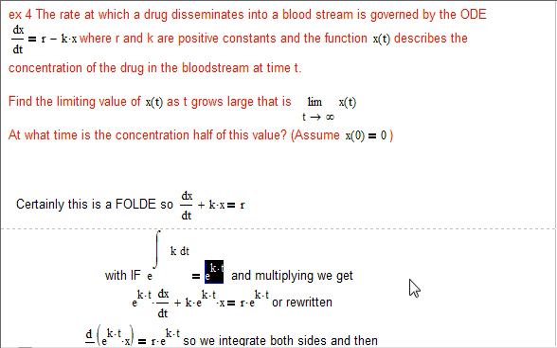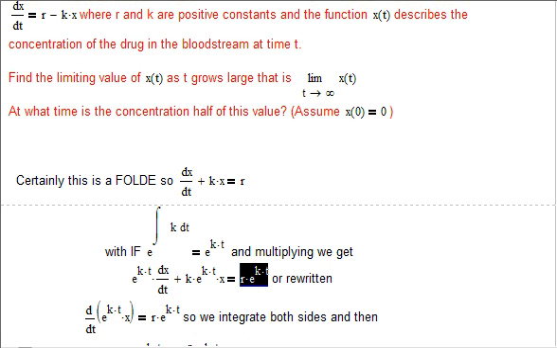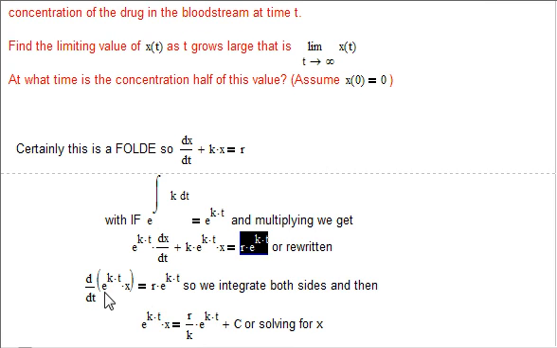So that's e to the kt, and multiplying both sides by that, we get e to the kt times dx/dt plus k times e to the kt times x equals r times e to the kt. And what happens is the left-hand side is the derivative of e to the kt times x. See, because it's first times the derivative of the second plus second times the derivative of the first. So, the derivative of this equals r e to the kt.